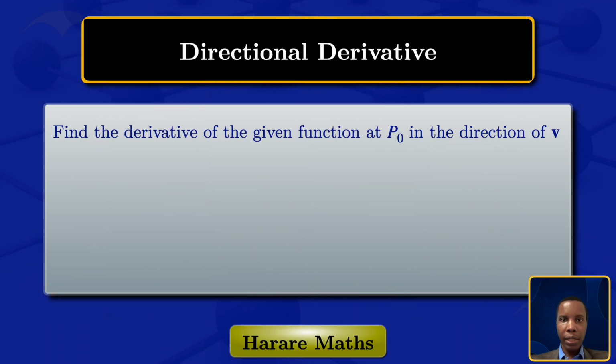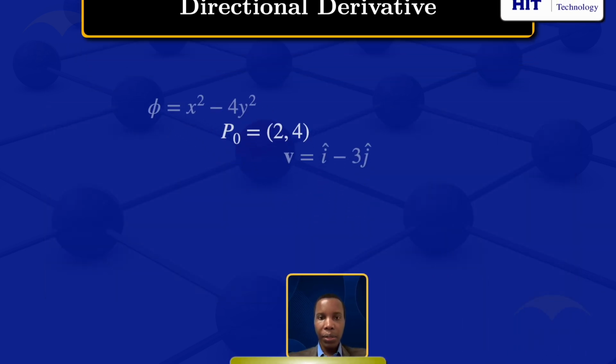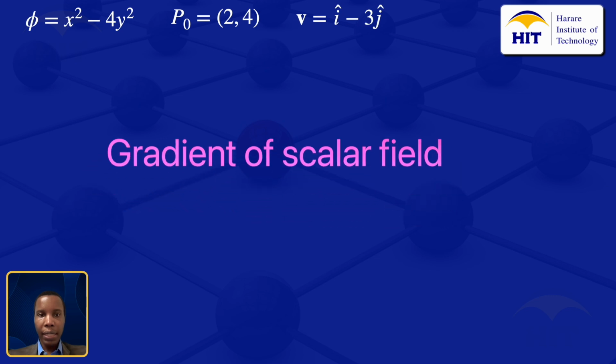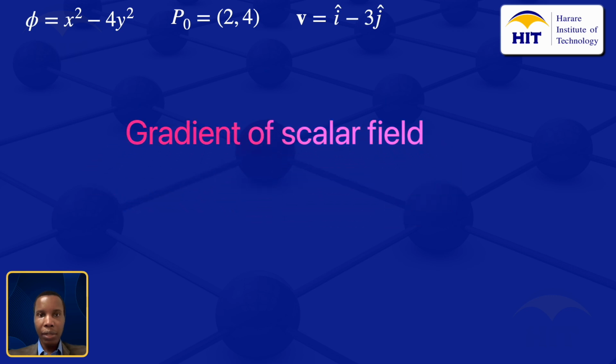I'm going to find the directional derivative of phi, which is equal to x squared minus 4y squared, at the point p naught, which is equal to (2, 4), in the direction of the vector v, which is equal to i minus 3j. So we are given phi, p naught, and v. To evaluate the directional derivative, we have to find the gradient of the scalar field that is given there.